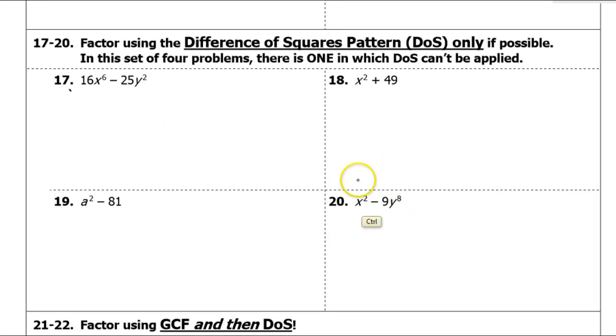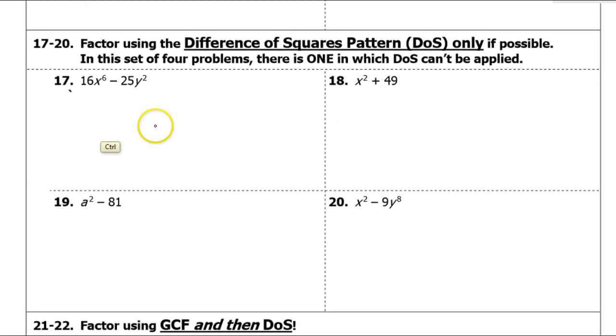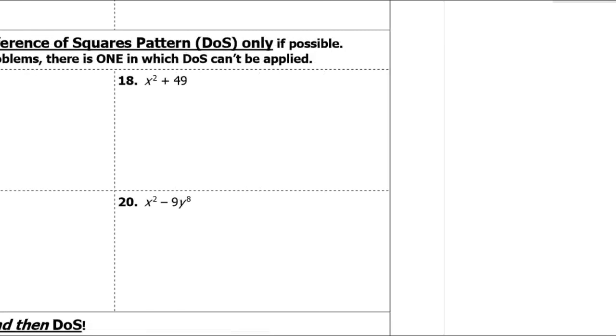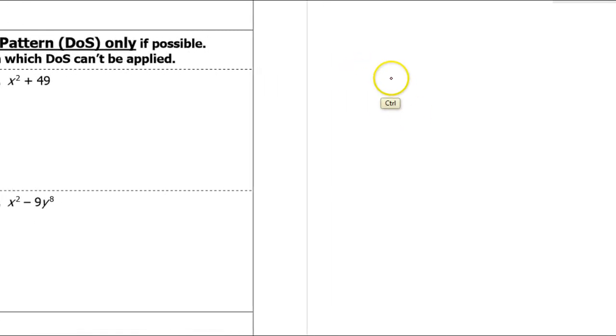For the next 4 problems, we will factor using the difference of squares pattern, if possible. Now, the difference of squares pattern worked like this. The difference of squares means you are subtracting 2 things that are being squared. So the word difference means subtraction. When we talk about squares, we mean like a squared and b squared, for example. So in its most basic form, this is what the difference of 2 squares looks like. Something squared minus something squared.